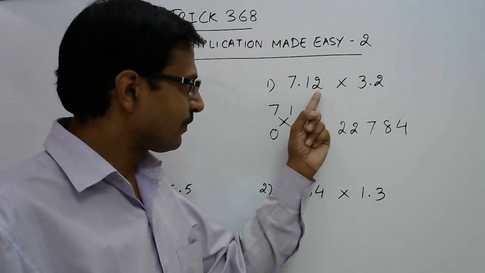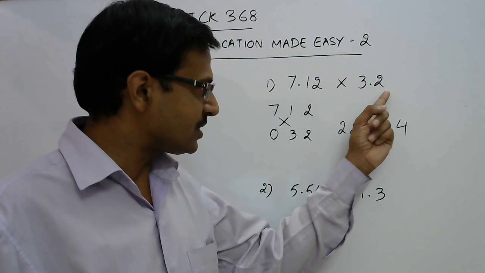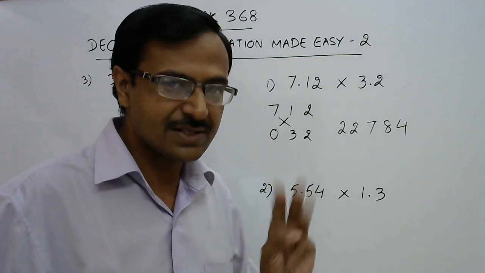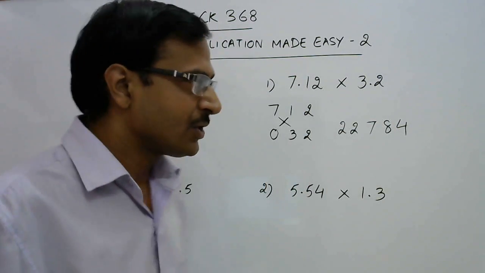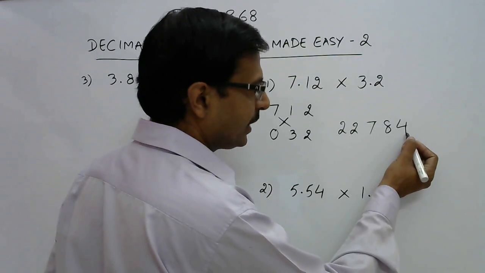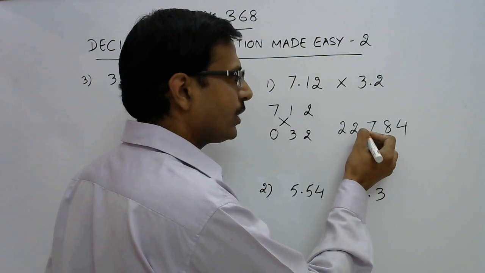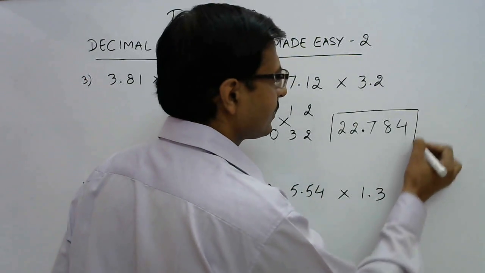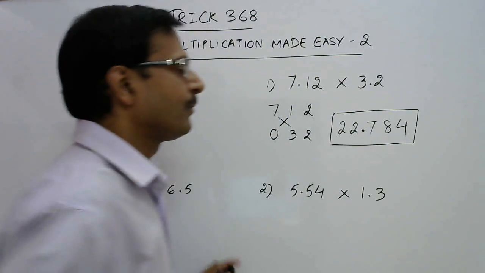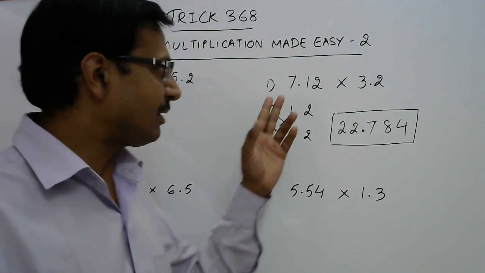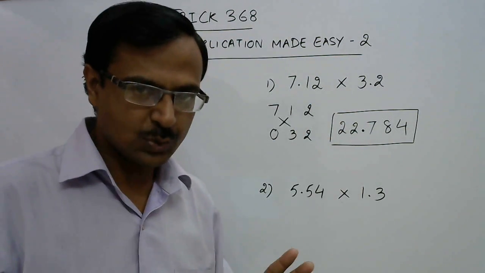Now how many digits are there after the decimal here? 2 digits. And after the decimal we find 1 digit. So in total we have 3 digits after the decimal. So start counting from the right. 1, 2, 3 and put a decimal. Here is your answer. 22.784 is the product of 7.12 and 3.2.